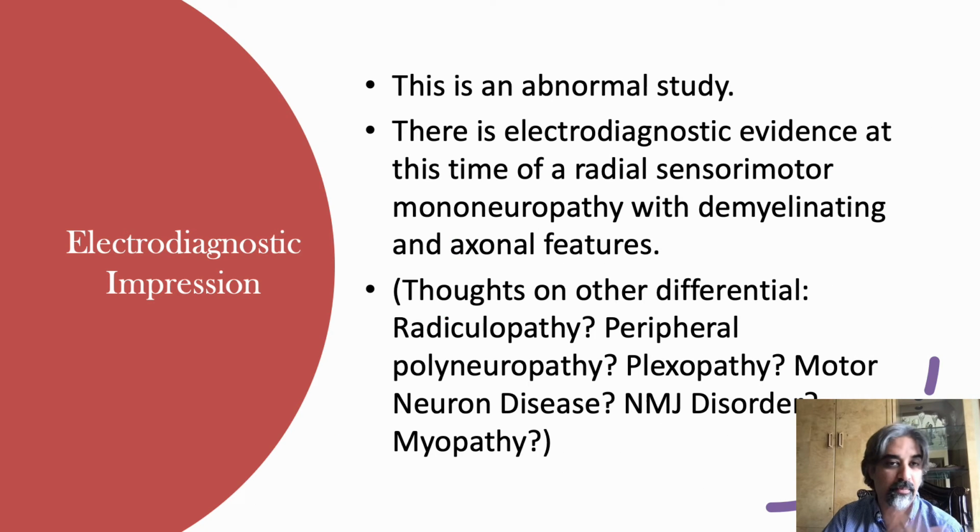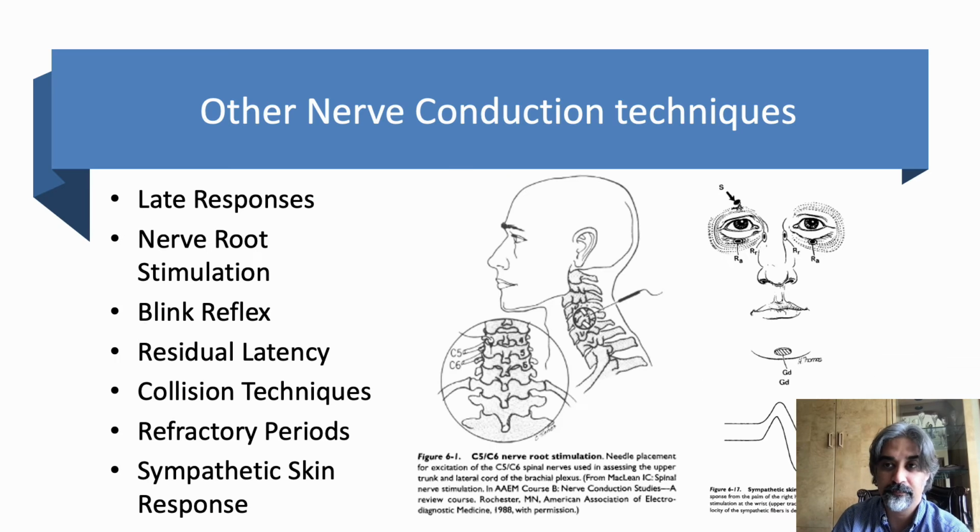So this is my report for that case. This is an abnormal study. There is electrodiagnostic evidence at this time of a radial sensory motor mononeuropathy with demyelinating and axonal features. And then, of course, I explained the pronator there. I would ask you for your thoughts on other differentials at this point, and I encourage you to pause and think about them as well, and what would support or refute the presence of these in addition to the mononeuropathy.